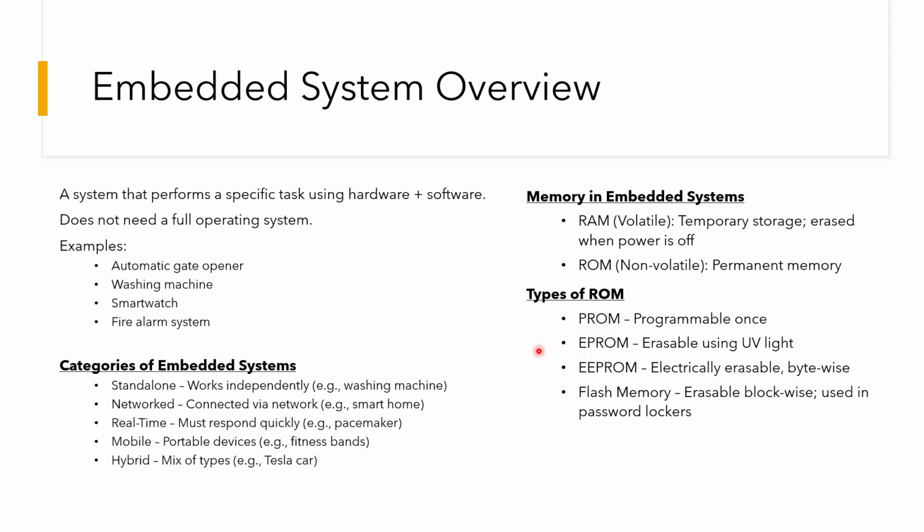PROM is programmable, but you can program it only once. EPROM is erasable using UV light. EEPROM is electrically erasable byte-wise, so it will erase byte-wise. Flash memory is erasable block-wise, and is used in password lockers.